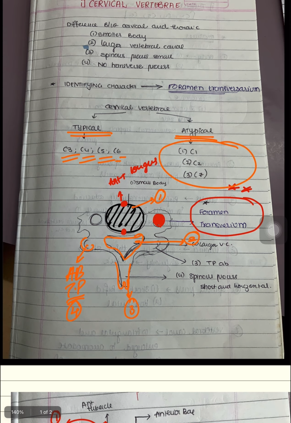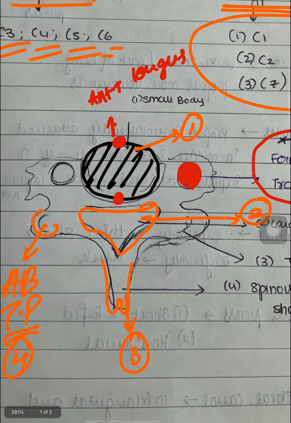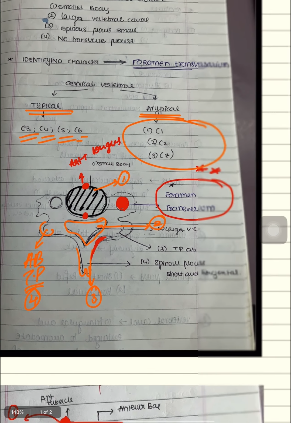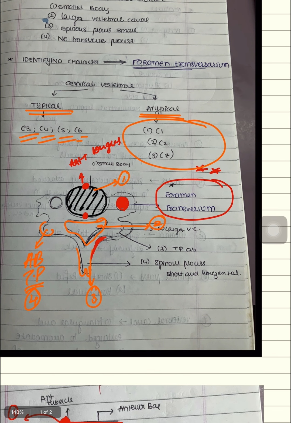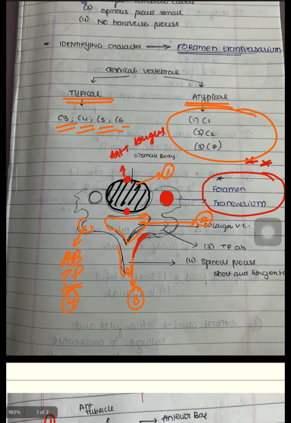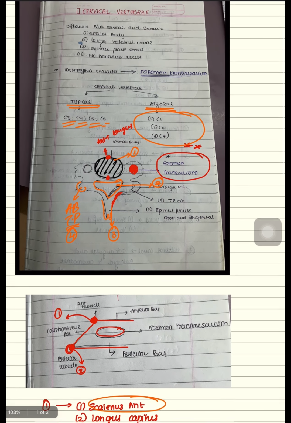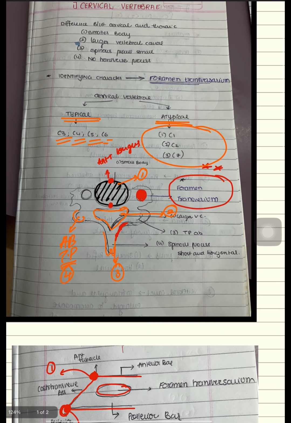Then talking about the lamina, this is the lamina, and the lamina has attachment to the ligamentum flavum. So these are the attachments of cervical vertebra, and we are done with typical cervical vertebra, that is C3, C4, C5 and C6. Stay tuned for atypical cervical vertebra. Thank you.